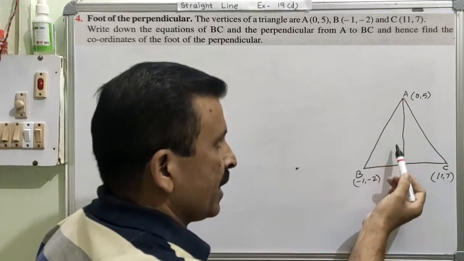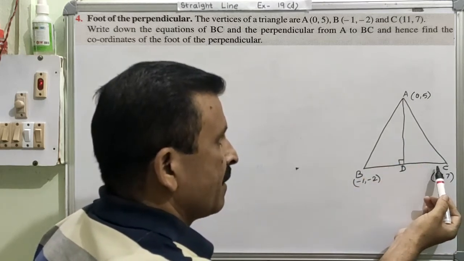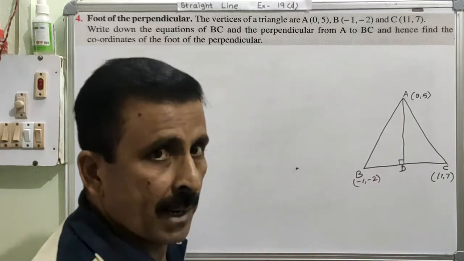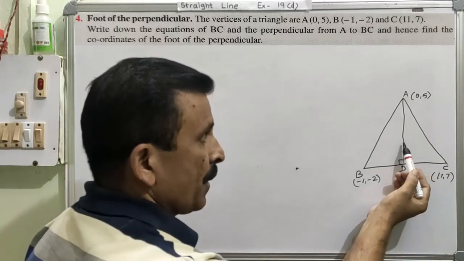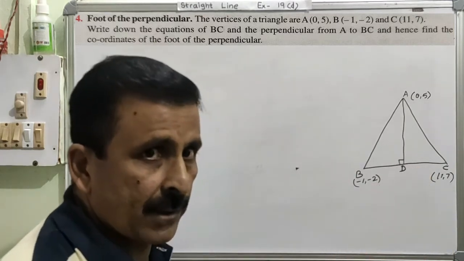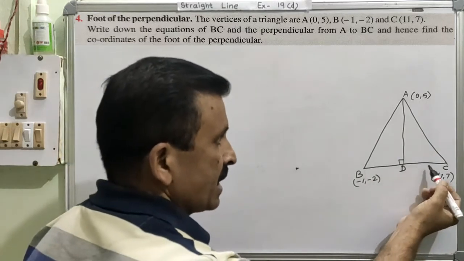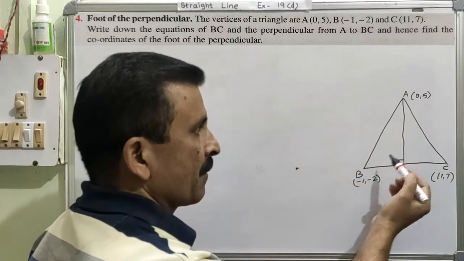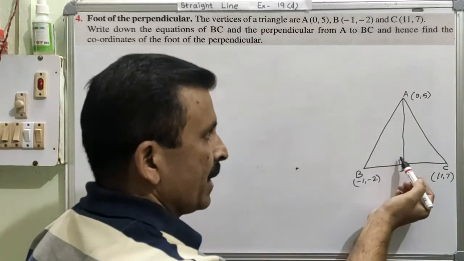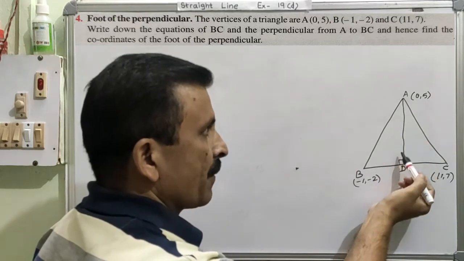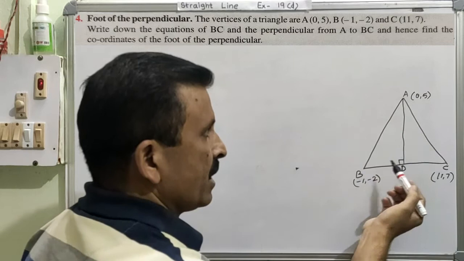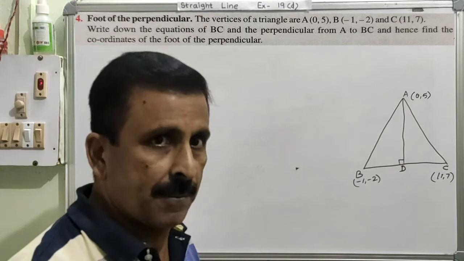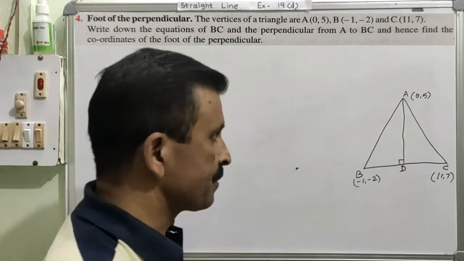That slope of AD we can get after writing the equation of BC. Because AD is perpendicular to BC, the product of their slopes will be equal to -1, or the slope of one will be the negative reciprocal of the slope of the other. So after writing the equation of BC, we get its slope, take the negative reciprocal, and have the slope of AD. Then, using the slope of AD and the coordinate of A, we can write down the equation of AD. First of all, I'm explaining the strategy, how we are going to solve this question.